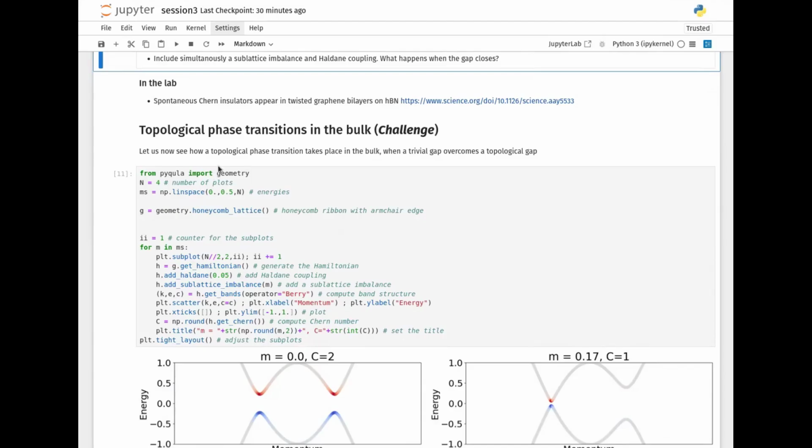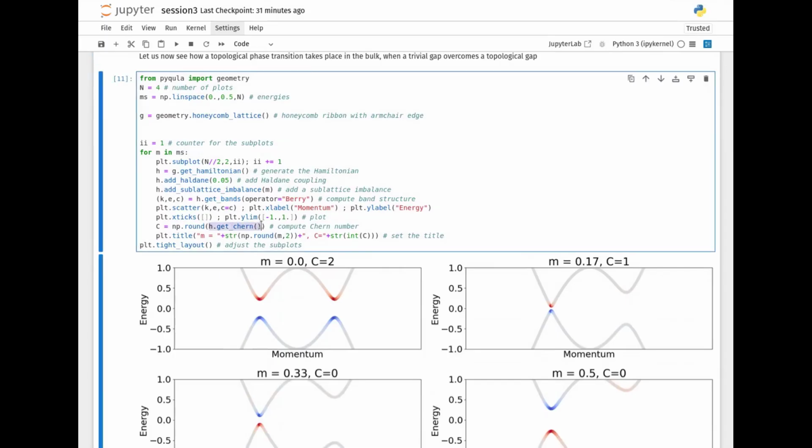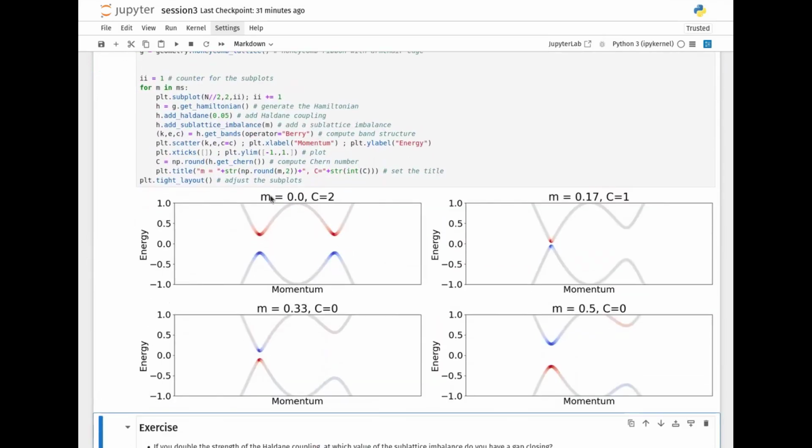So we're going to look at the topological phase transition from this topological state to the trivial state. And so we are going to compute the topological invariant of the honeycomb lattice with both Haldane coupling and sublattice imbalance. And now we are going to do it exactly. So we are going to get the total Chern number with this function get Chern. So let us first recompute this. And so you see that for finite Haldane coupling but zero sublattice imbalance, then we get Chern number 2. Then if we start increasing the sublattice imbalance, we go to a limit in which the gap closes, and then after the gap closes, we get a Chern number 0.